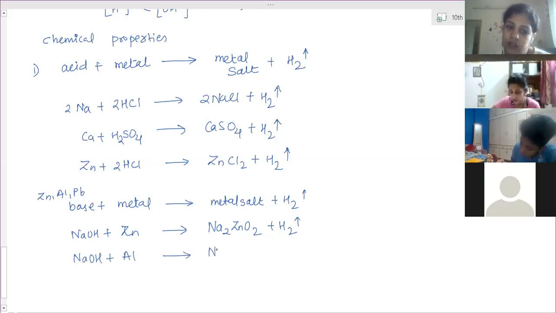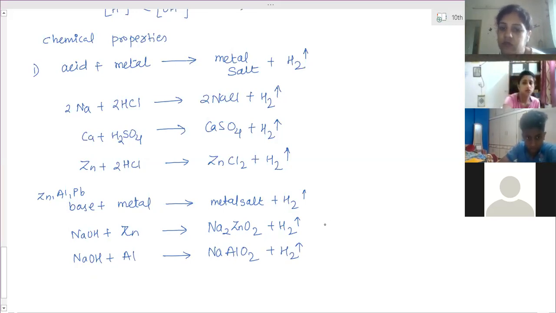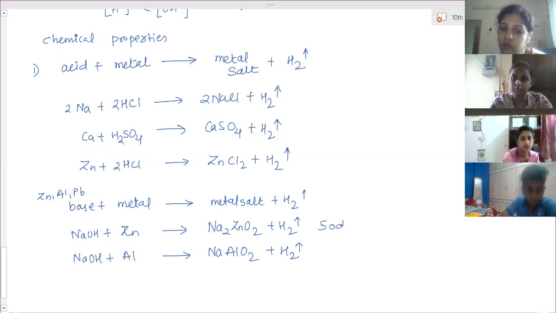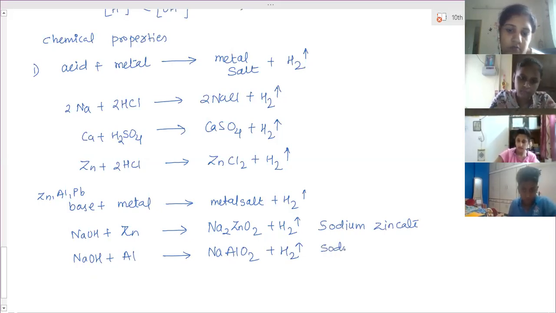NaOH plus Al gives out NaAlO2. So the name of this compound, Na2ZnO2, is sodium zincate. And this is sodium aluminate.